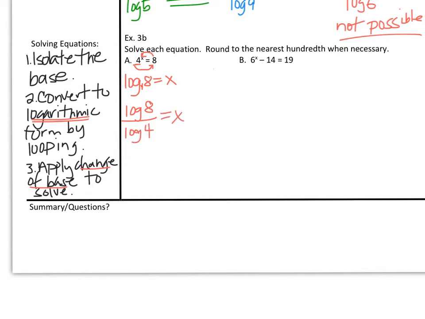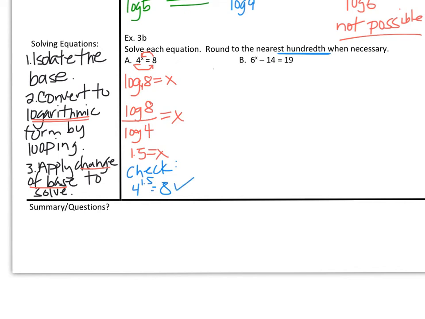Now notice the logs don't cancel out. We have to type this into our calculator, keeping sure that our parentheses stay in check. Log of 8 divided by log 4 is exactly 1.5. So we're not even rounding to the nearest hundredth. I probably should have stated that in the directions more clearly. This is exactly 1.5. To check it, raise 4 to the 1.5 power. And yes, it equals exactly 8.